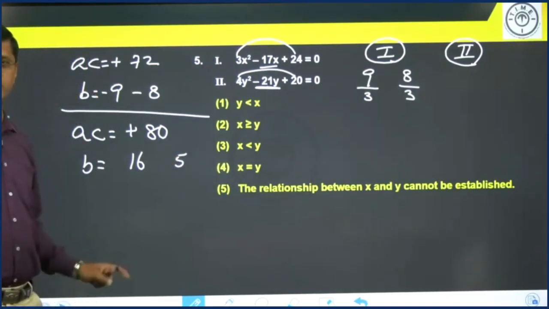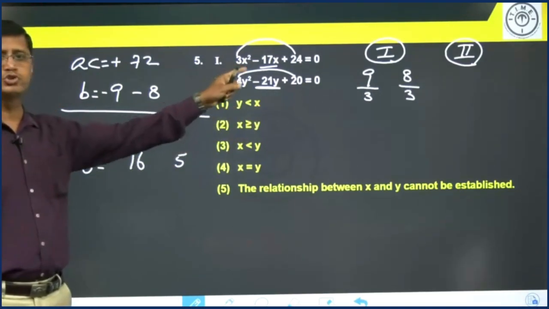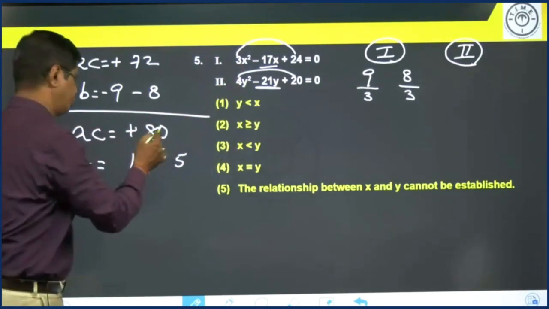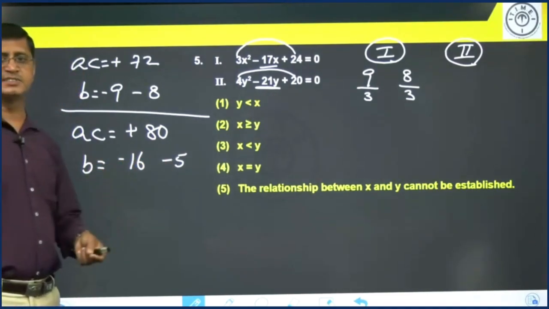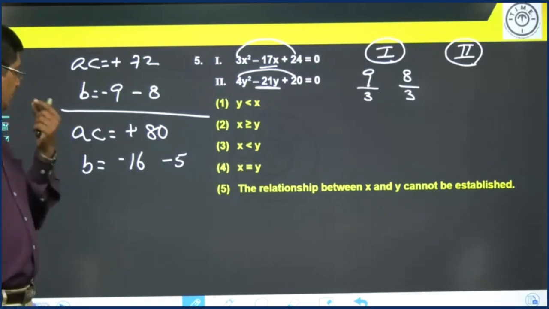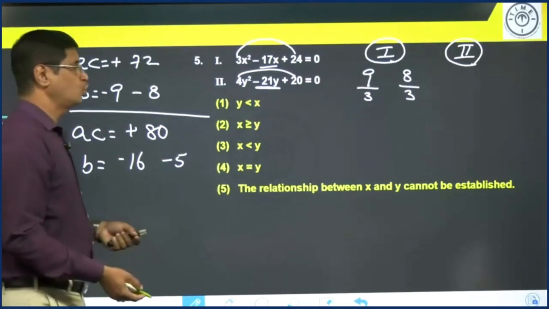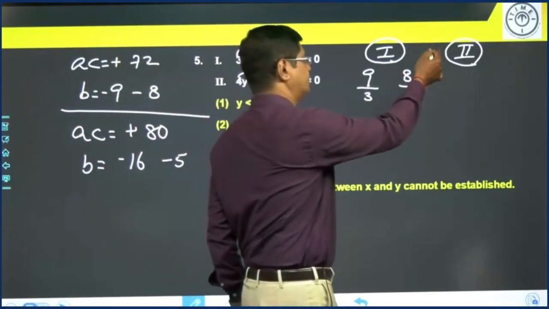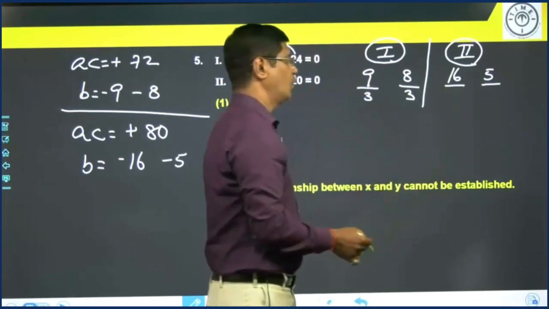16 and 5. 16 into 5 is equal to 80. 16 plus 5 is equal to 21. So minus 21 means here I am adding two factors. So the factors are minus 16 and minus 5. What about the roots? Same numbers with opposite sign, divided by the coefficient of y square.